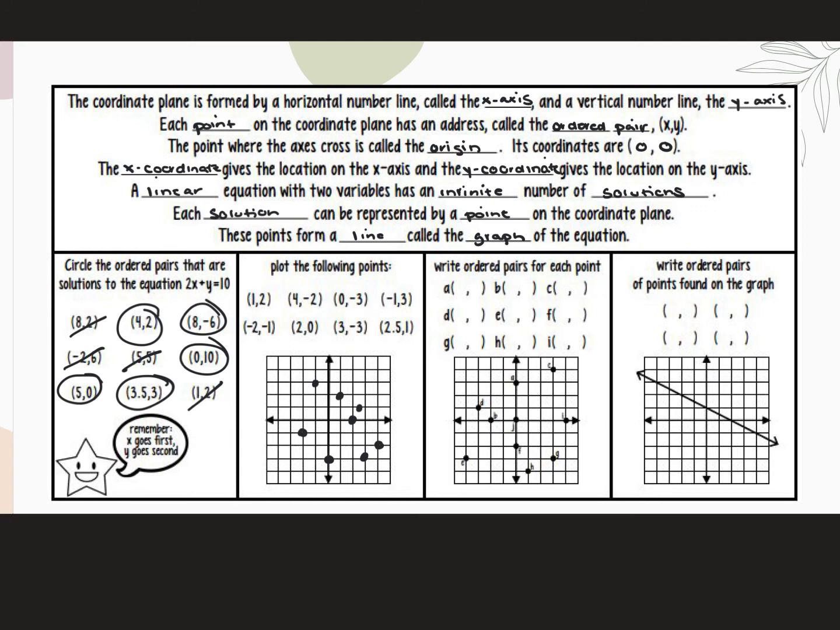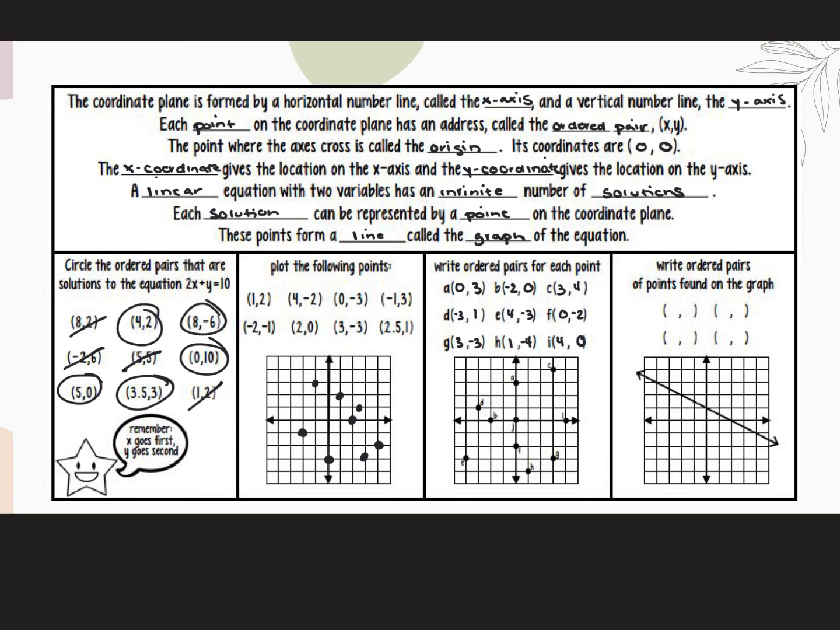So we have A. Looking at point A, I get 0, 3. So you're looking at your x and moving on your y. For B, I get negative 2, 0. For C, I get 3, 4. D, negative 3, 1. 4, negative 3 for E. 0, negative 2 for F. 3, negative 3 for G. 1, negative 4. And 4, 0 for I.